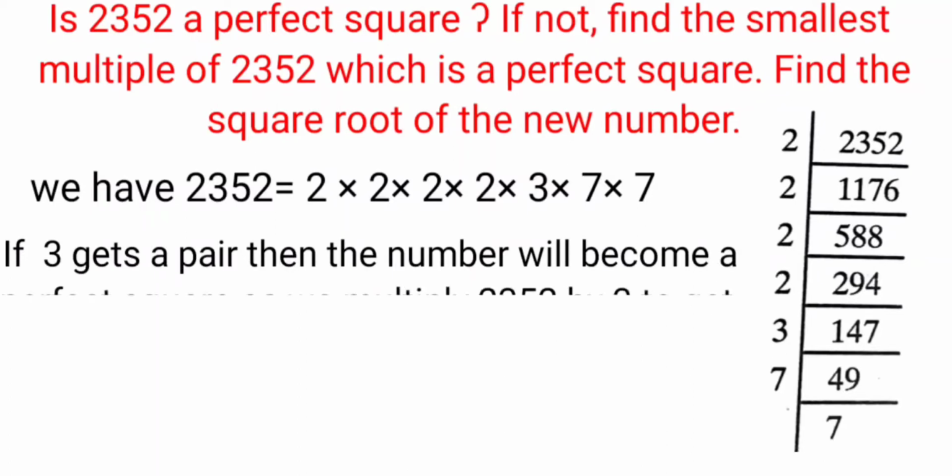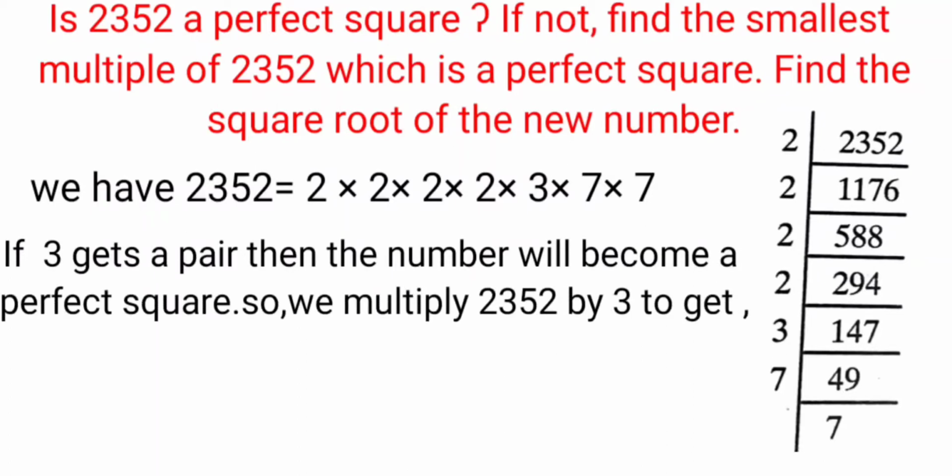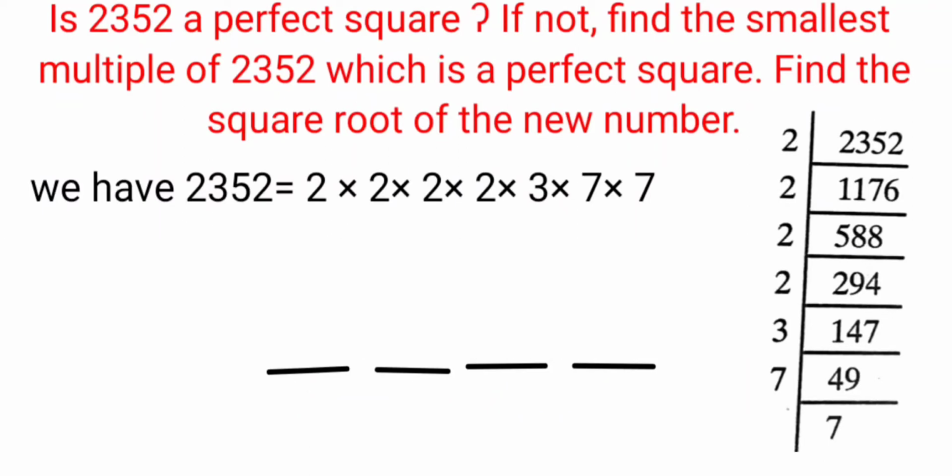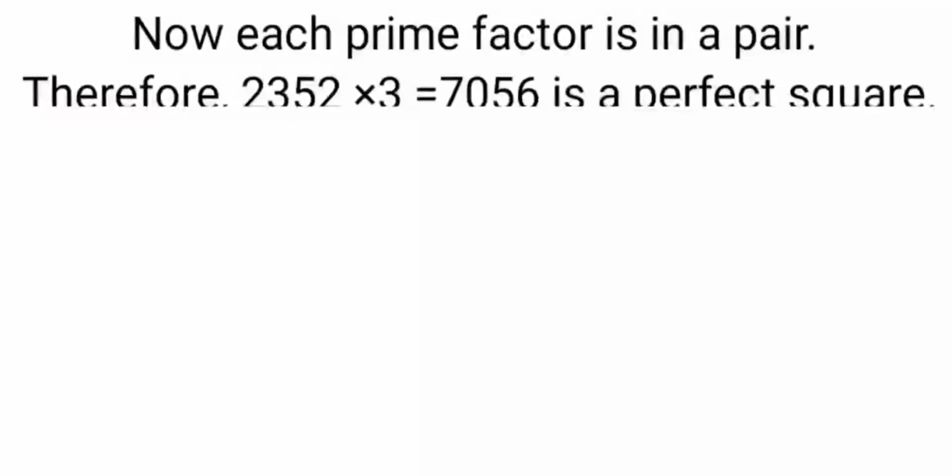If not, find the smallest multiple, as the question says. So 3 is not in a pair. If 3 gets a pair, then the number will become a perfect square. So we have to multiply by 3 on both sides: 2352 into 3, and here we multiply 3. Now each prime factor is in a pair.